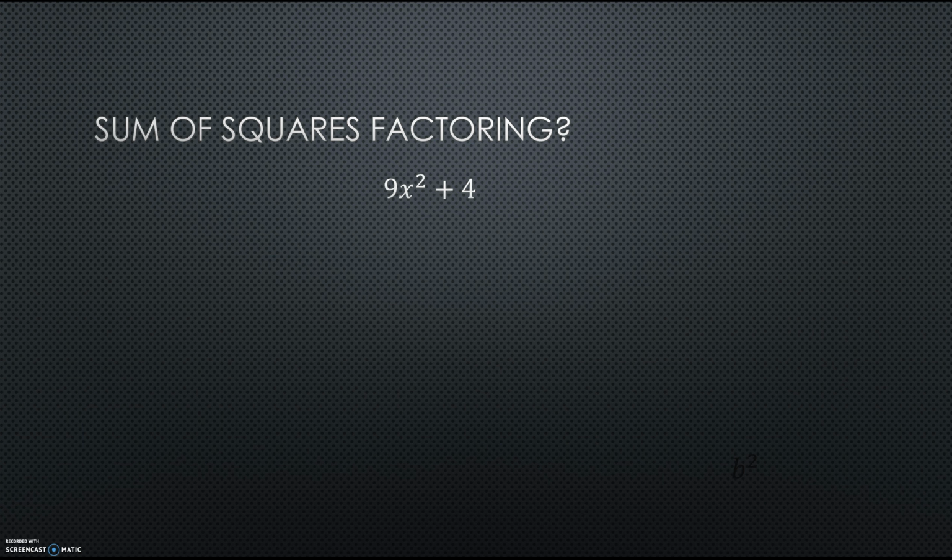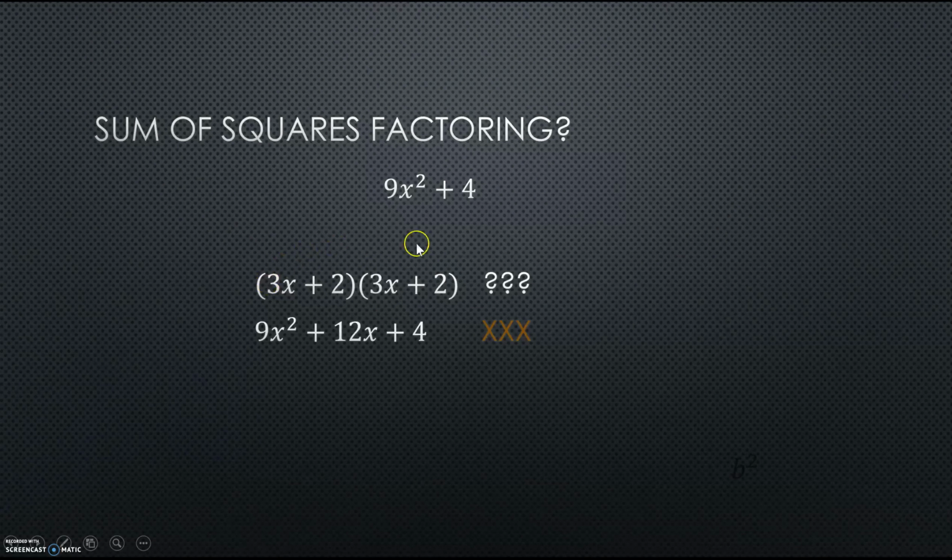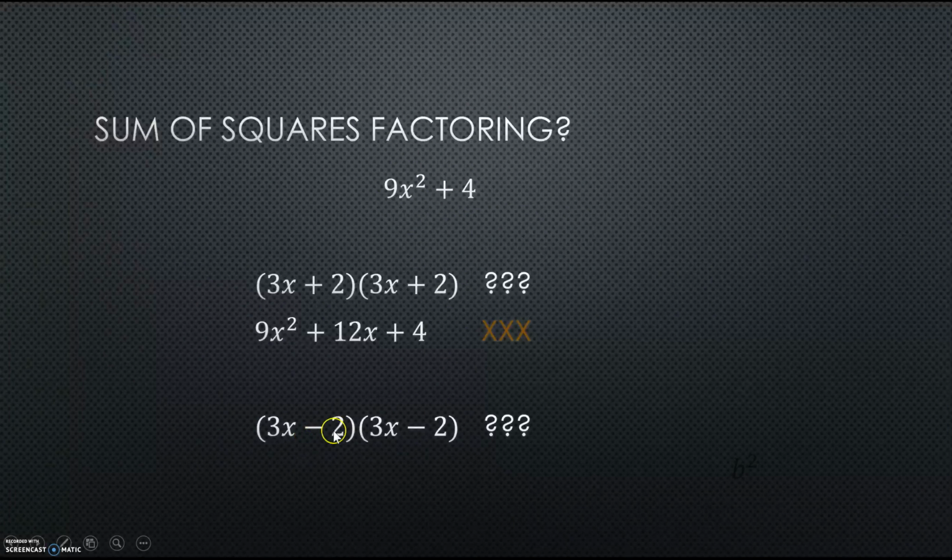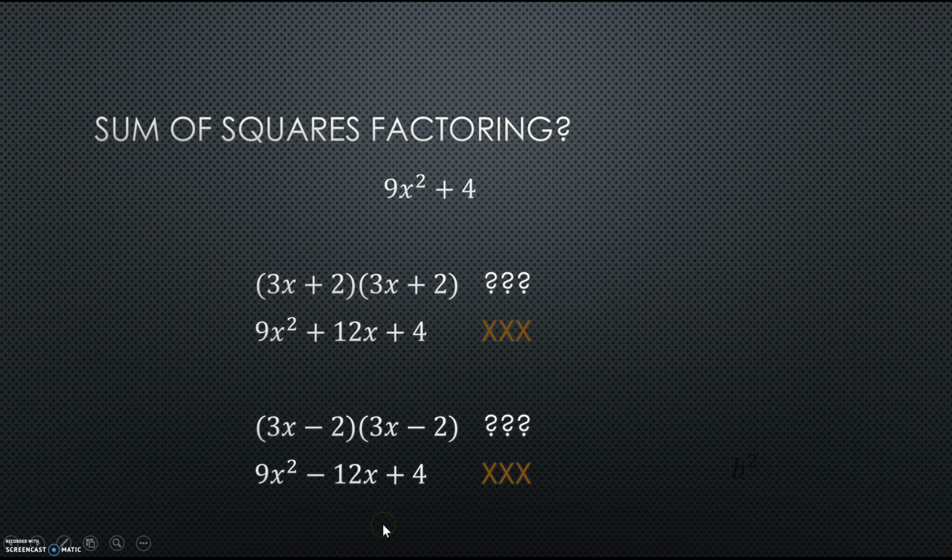You can quickly prove this to yourself by thinking about the possibilities, right? One possibility would be, what if I did 3x plus 2 times 3x plus 2? And of course that wouldn't work, because when you do that, you would get the 9x squared from the first, and then 6x, and then 6x, which would give you 12x plus 4. So 3x plus 2 times 3x plus 2 does not give you 9x squared plus 4. Your only other option would be 3x minus 2 and 3x minus 2, which would still give you the 9x squared and the 4, but again, you're going to have that middle term, that minus 12x. It turns out a sum of squares will never factor.